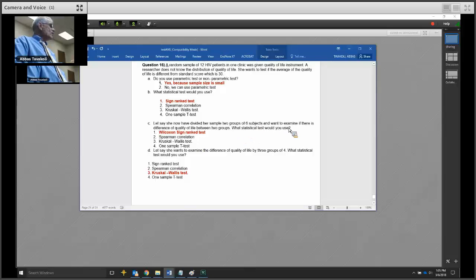Now, if you have two groups, we're adding another group, so you use the Wilcoxon sign rank test, which is similar to the t-test. Now, if you have more than two groups, the parametric version would be ANOVA. Here you're using the Kruskal-Wallis test, which is similar to ANOVA in parametric testing.